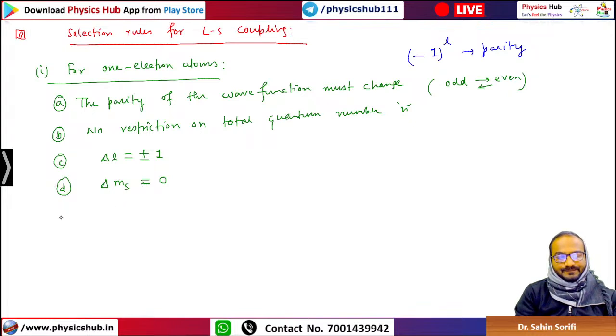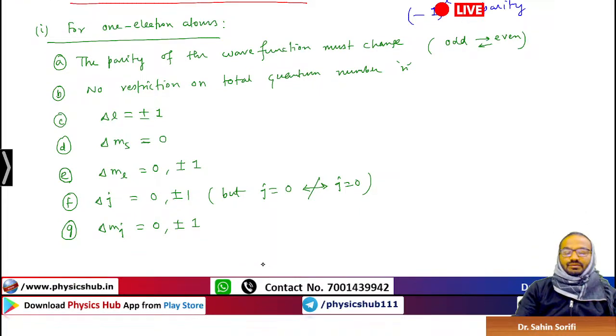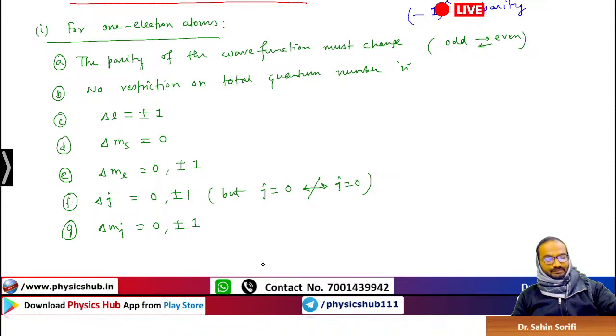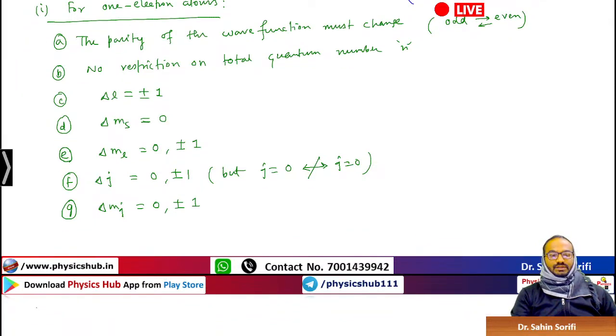One electron atom without spin. Delta ml is equal to 0, plus minus 1. Delta J is equal to 0, plus minus 1, but J equals 0 to J equals 0 is not allowed. Delta Mj is 0, plus minus 1. Just note down these rules. This is for one electron atoms. For one electron transition, these rules should be followed. Let's go for two electron atoms.